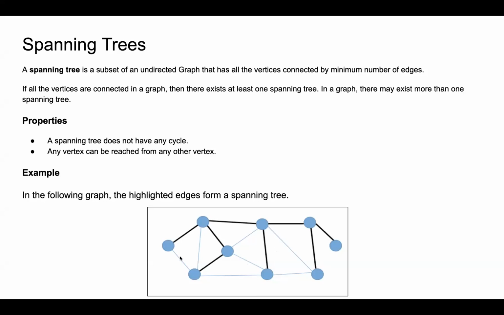What are the points we have seen for a spanning tree? All vertices from the graph are considered in the spanning tree. If n vertices are there, to connect them, n minus 1 edges will be there.